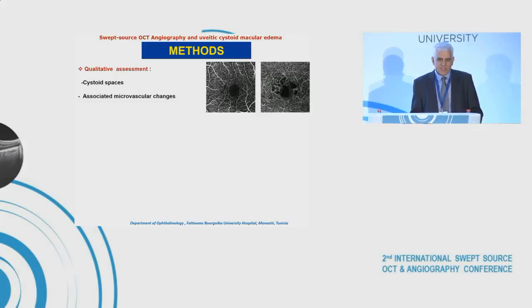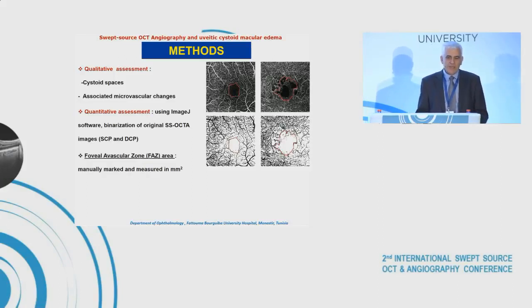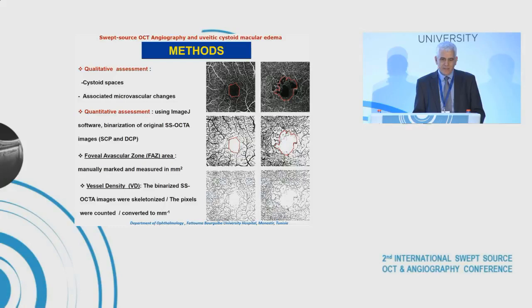Our study included a qualitative assessment of cystoid spaces and associated microvascular changes, and a quantitative assessment using publicly available software to evaluate the foveal vascular zone area and the vessel density.